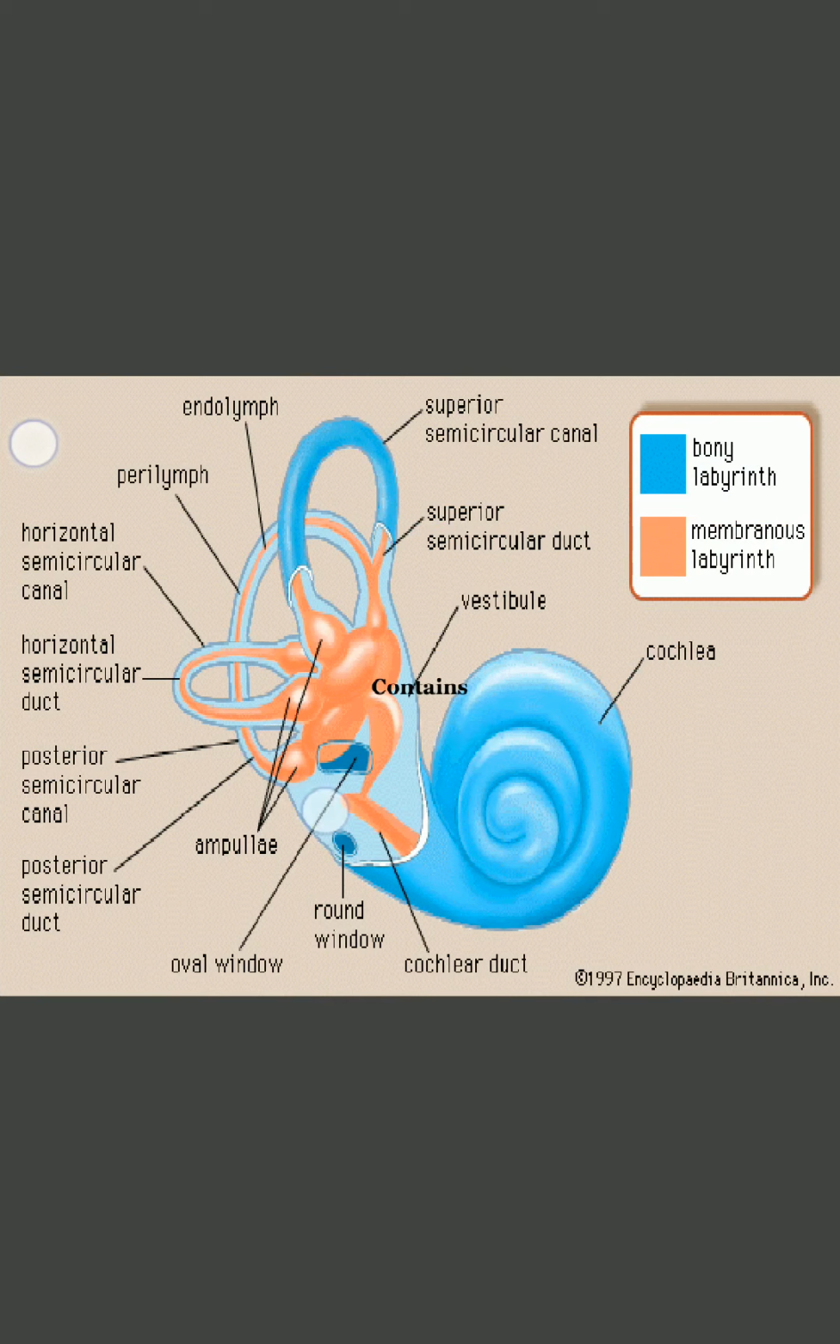In this figure, you can see the blue portion is the bony labyrinth. It contains perilymph, present in the petrous part of the temporal bone. This orange color portion is the membranous labyrinth present within the bony labyrinth, and it contains endolymph. So these are the two parts of the internal ear.